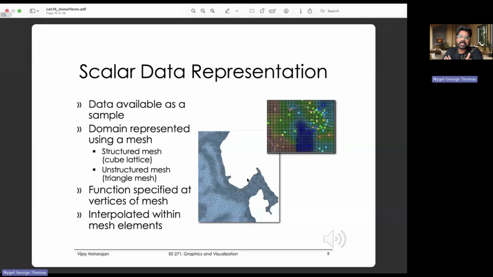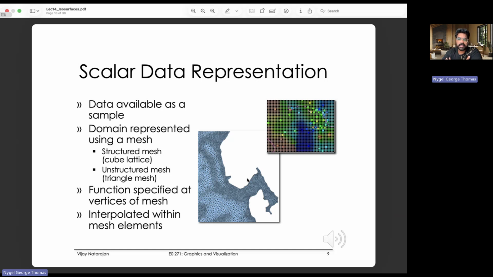Fine. Let's look at the scalar data representation and also the corresponding isosurface extraction. Also look at the marching cube algorithm. So before we are extracting, let's try to see how data will be represented.